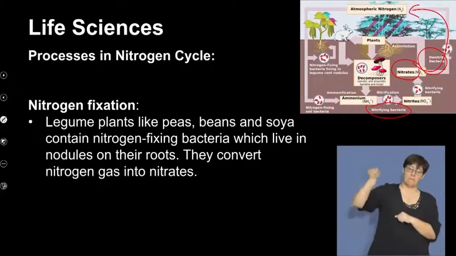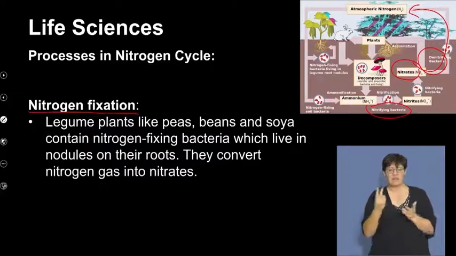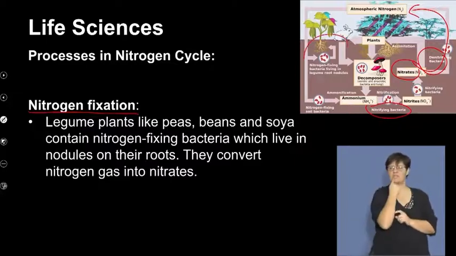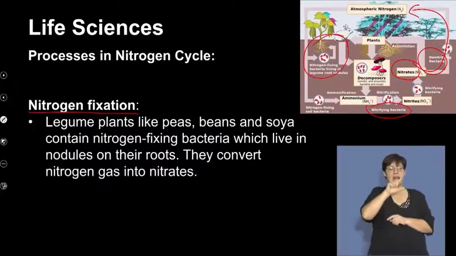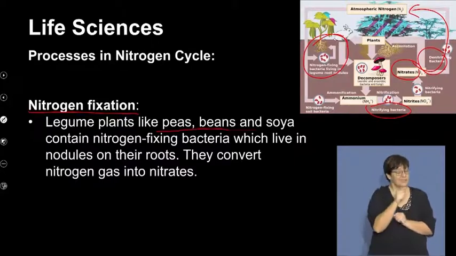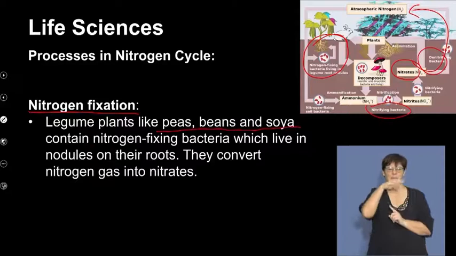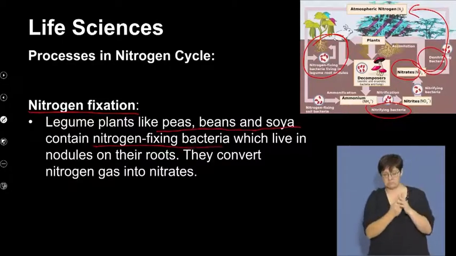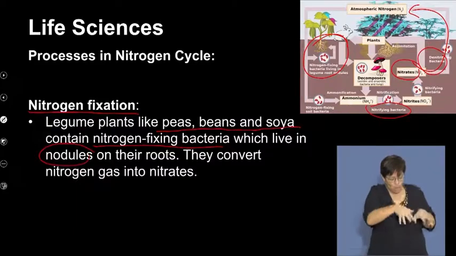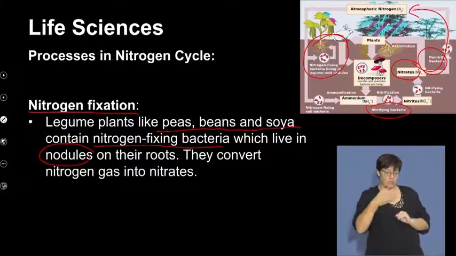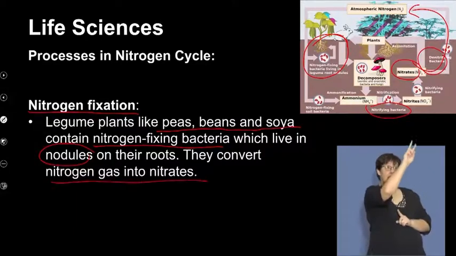So nitrogen fixation, again we mentioned these plants earlier on. Here we're looking at your leguminous plants. These are plants, as I mentioned, beans, bean plants and soya plants. They contain these nitrogen fixing bacteria which contain root nodules in which the bacteria live. These bacteria convert the nitrogen gas into nitrates.